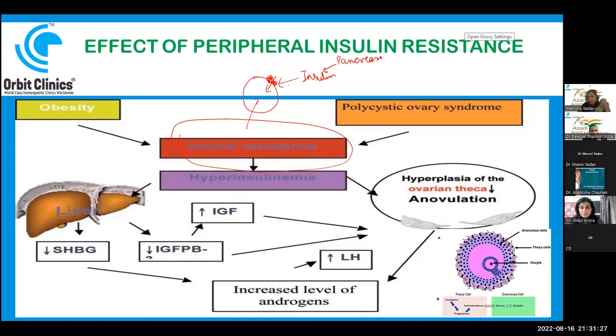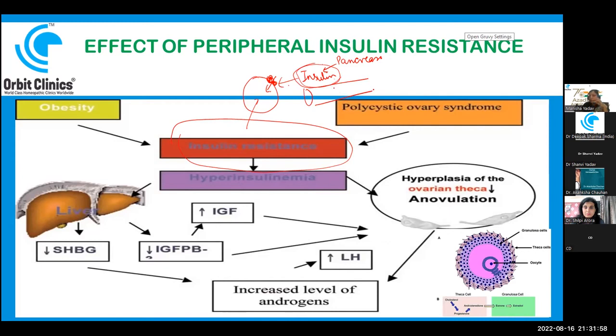So this insulin is not able to bind or enter inside the cell to carry out its function. And you know, the major function of insulin is to convert the excess glucose in blood into glycogen, so to get the energy, you have to store the energy. Because of this resistance to insulin, there is an increased amount of insulin in the blood.